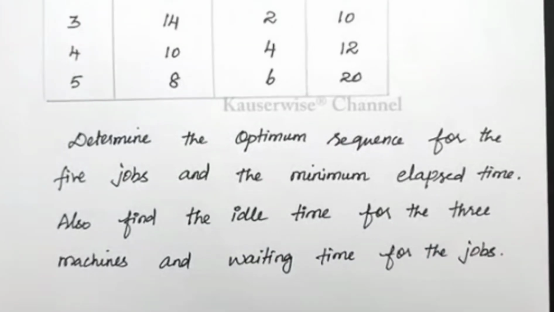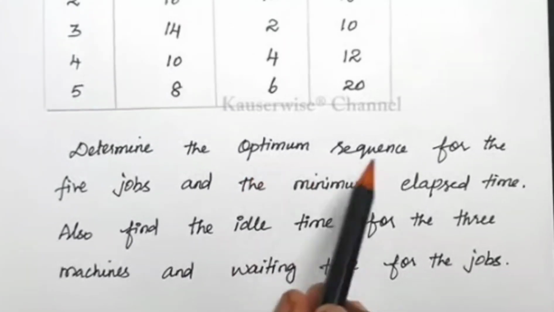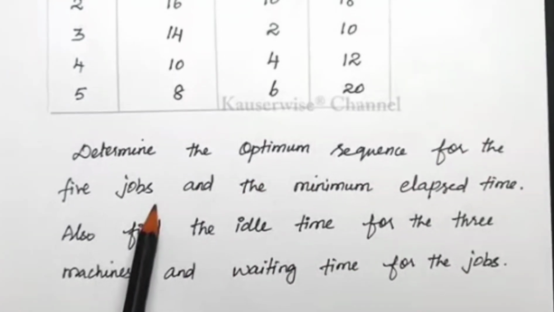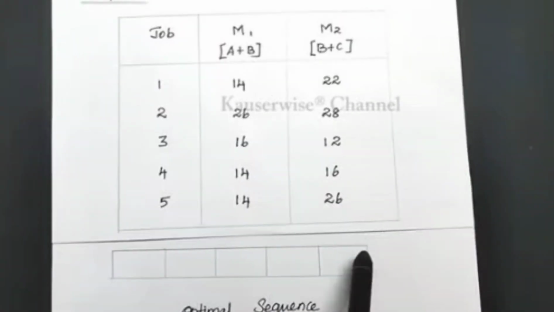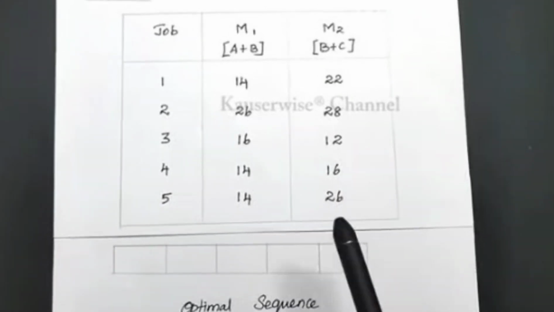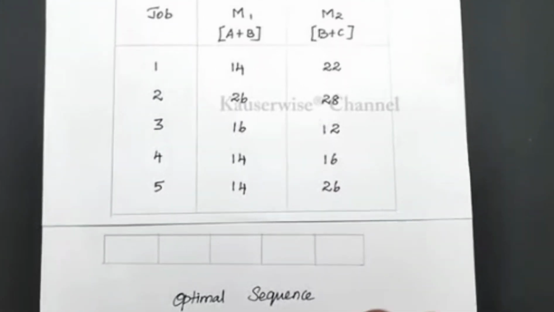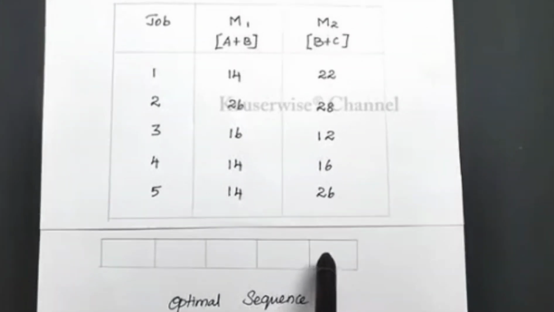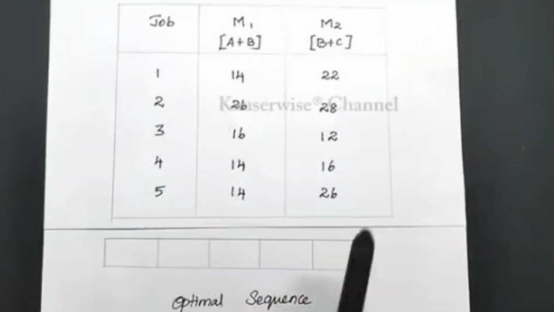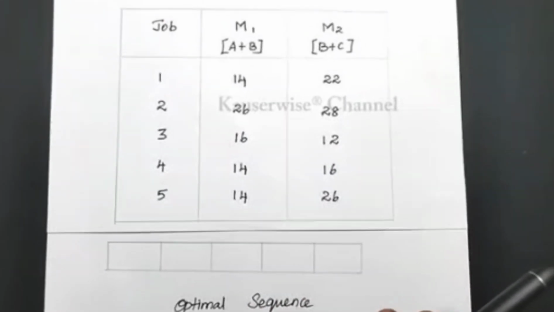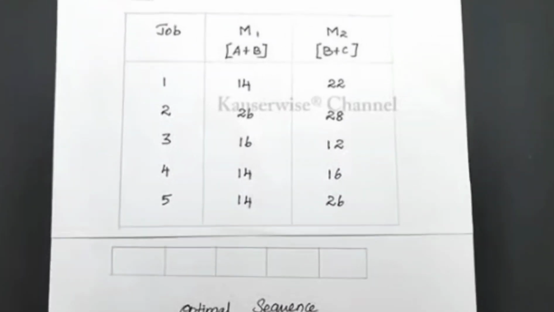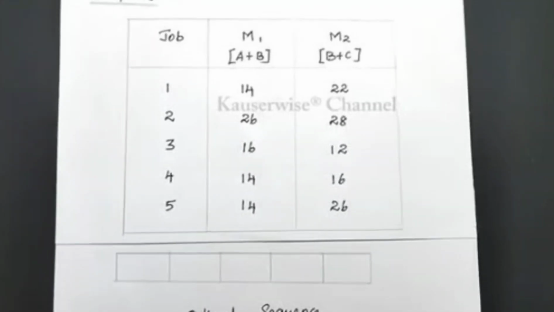Look at the problem. First we are going to find out the optimum sequence for the 5 jobs. Okay, now see the solution. See, in the previous video we have seen n jobs through 2 machines, by using Johnson's algorithm in detail. Here we are going to apply the same procedure for finding the optimum job sequence. Okay, see, look at the table.